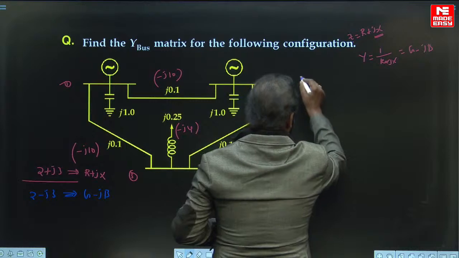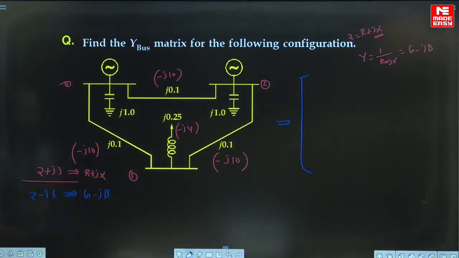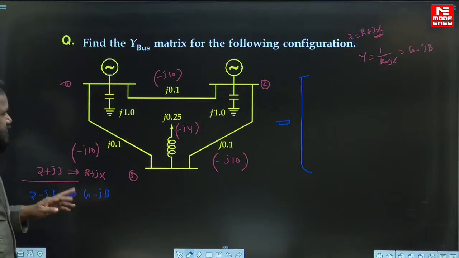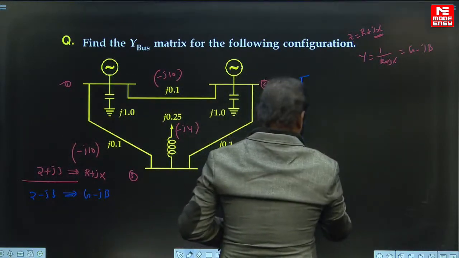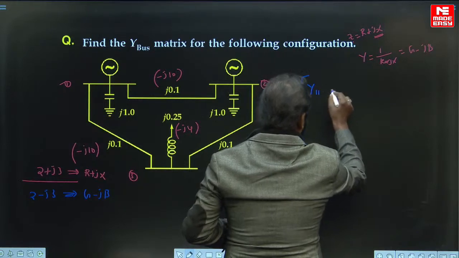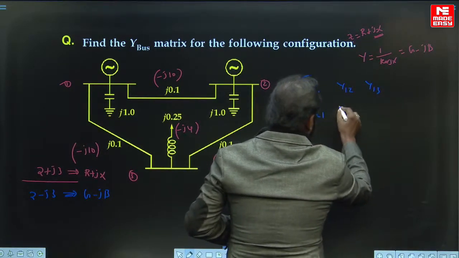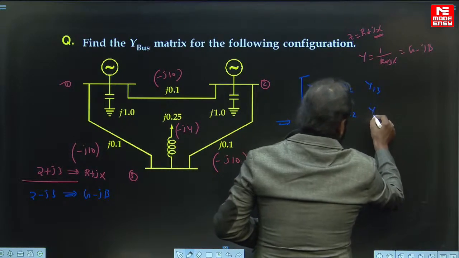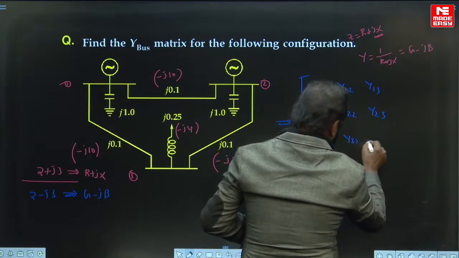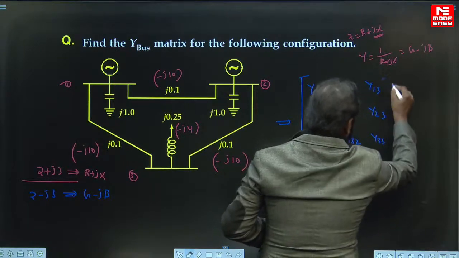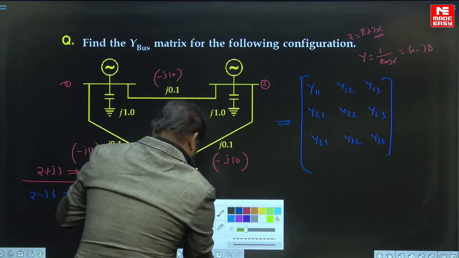From this, a 3 by 3 matrix will come. What is the 3 by 3? It is the matrix of admittances: y11, y12, y13, y21, y22, y23, y31, y32, y33. This is the matrix that you can have.